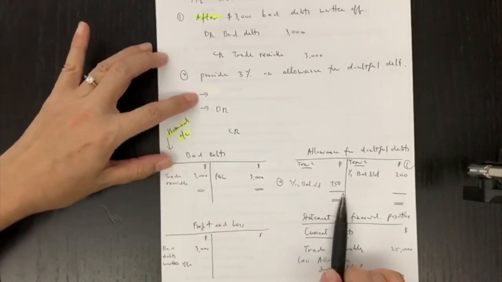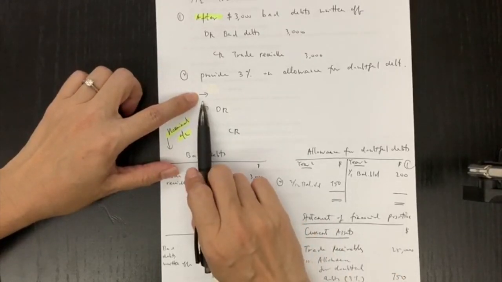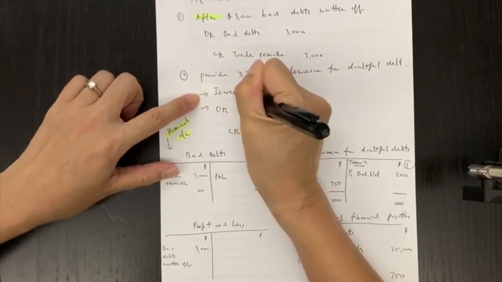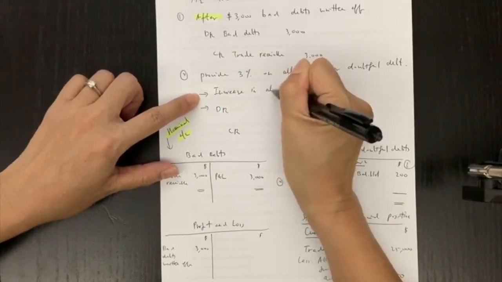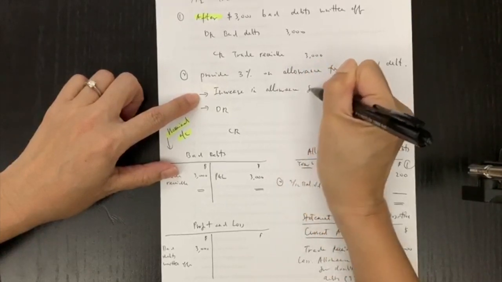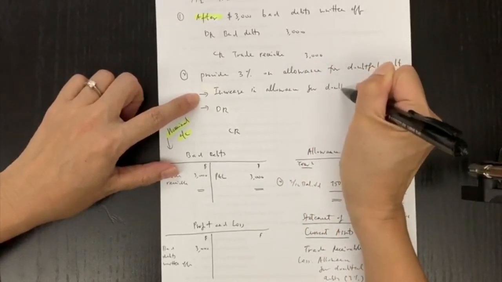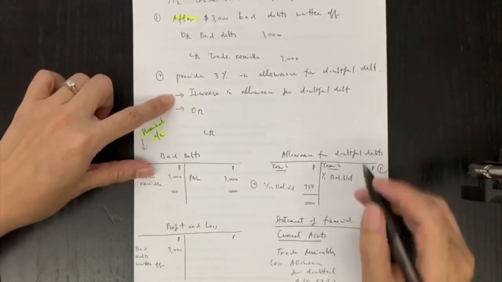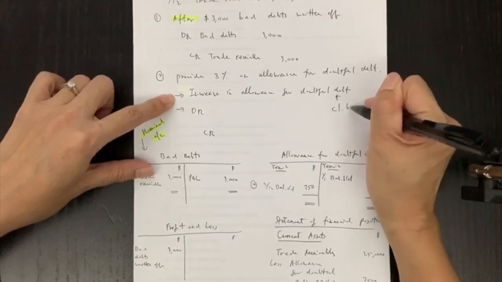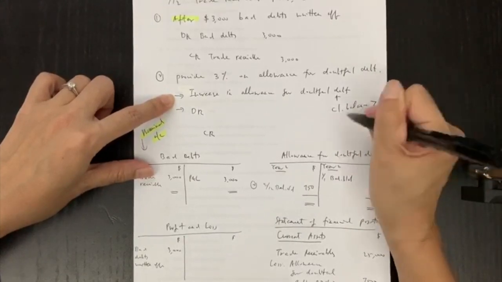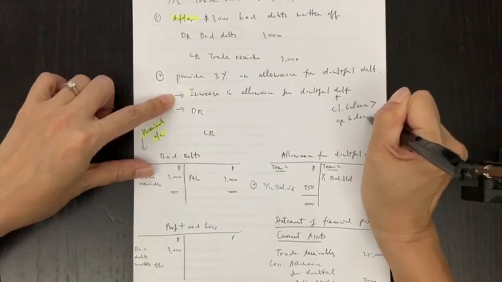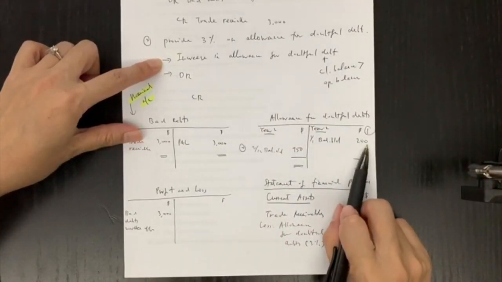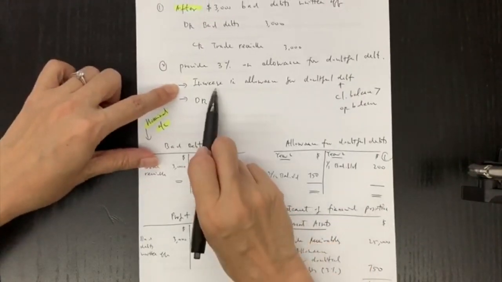That means this is new to us. We need to provide more provision, more allowance for doubtful debt. So we say that there is an increase in allowance for doubtful debts. Okay, so why allowance for doubtful debts? Because now we have a closing balance, which is bigger than the opening balance. Do you agree with me? Closing 750, so this is 200. So to increase it, this is an increase.